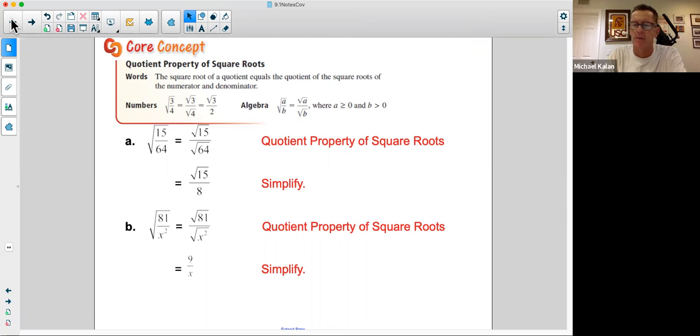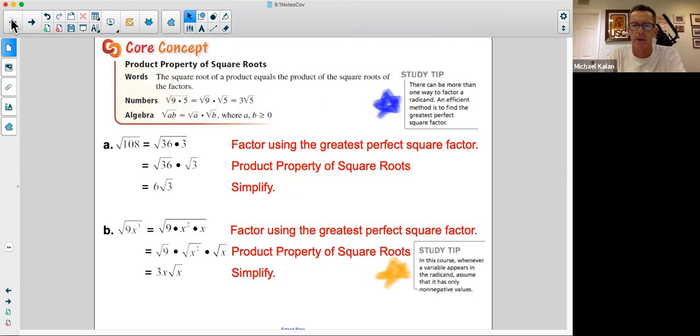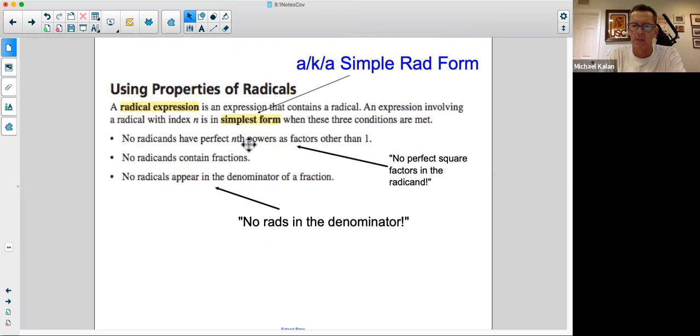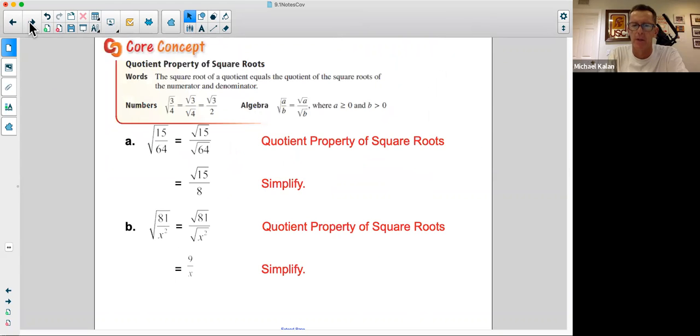Have we satisfied all three conditions of simple rad form? Let's go back and look. Under simple rad form, no radicals have perfect square factors in the radicand. Square root of 15 doesn't, so we're okay with that. 4 doesn't go into it, 9 doesn't go into it, 16 doesn't go into it. Do we have a radicand with a fraction? No, we fixed that by splitting it and then taking the square root of the bottom. So it's not in the radical. And are there any rads in the denominator? Do we have a radical in the denominator here? No. So that works, simple rad form.